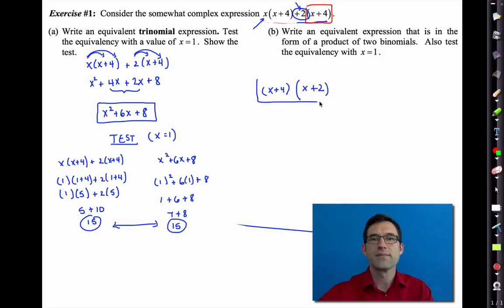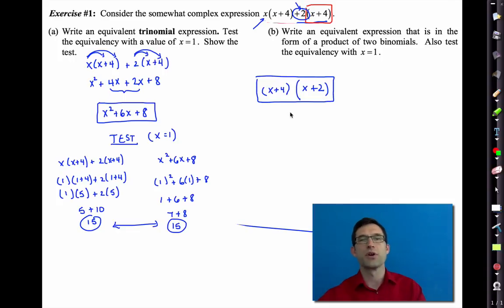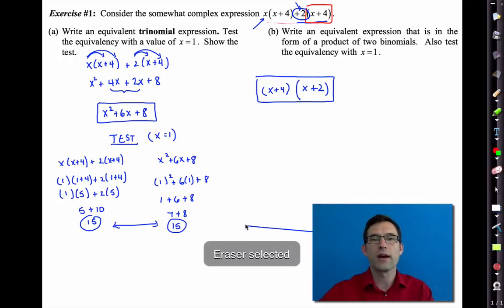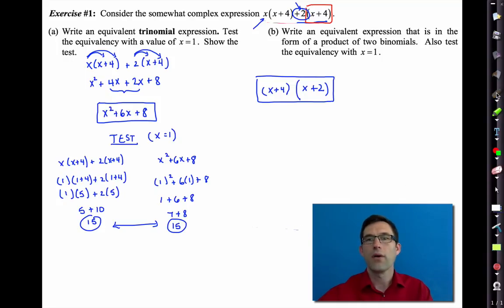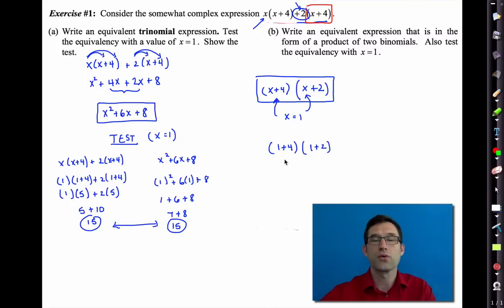So there it is. I claim that this complicated expression is the same as (x plus 4) times (x plus 2). I think I'm going to need this space, so I need to get rid of my line. All right, and again, we're going to test it. So we've already tested the expression for x equals 1 with the more complex expression. Let's now test it here. All right, so I'm going to put 1 into here, 1 plus 4, and 1 into here, 1 plus 2. Of course, 1 plus 4 is 5, 1 plus 2 is 3, and that's 15. Yes.